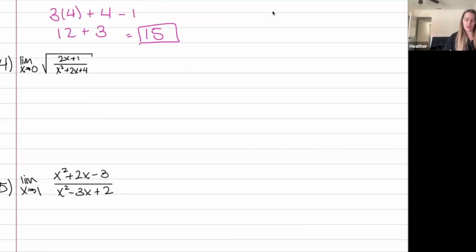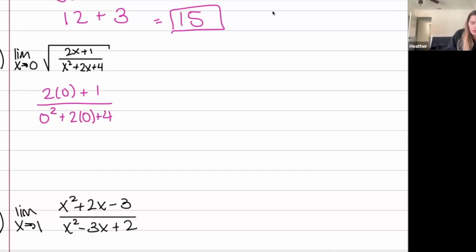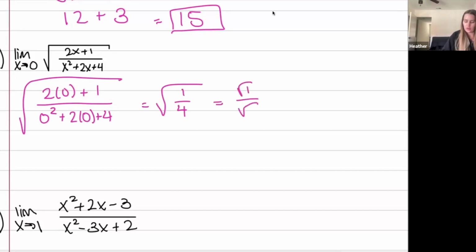I always underestimate how large my handwriting is. Once again, we're going to try to solve this using our direct substitution property. So just plugging in 0 for x. So I got 2 times 0 plus 1 over 0 squared plus 2 times 0 plus 4, all under a radical. I'm using that limit law as well. All right, so I got square root of 1 over 4. With a radical of a fraction, I could just take each of them individually. So it'd be like square root of 1 over square root of 4, which of course is just 1/2.